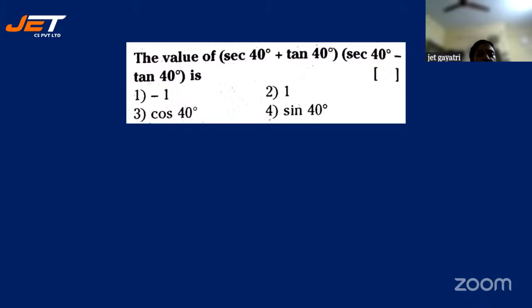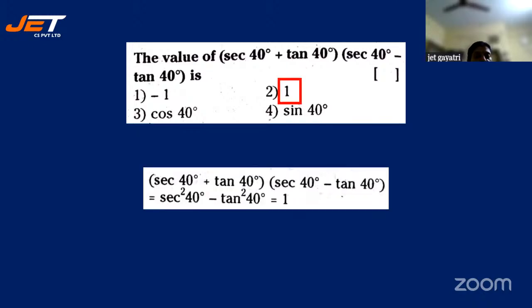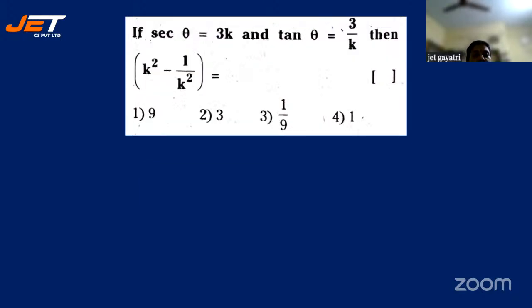The value of (secant 40 plus tan 40) into (secant 40 minus tan 40) is dash. So here it is (a plus b) into (a minus b), which is a square minus b square. That is secant square theta minus tan square theta, which is equal to 1. Okay. So you should never forget this. Secant square theta minus tan square theta is equal to 1. Whatever angle is given, whether it is 40 degrees or 100 degrees, whatever. All right. Yes. See the next question.